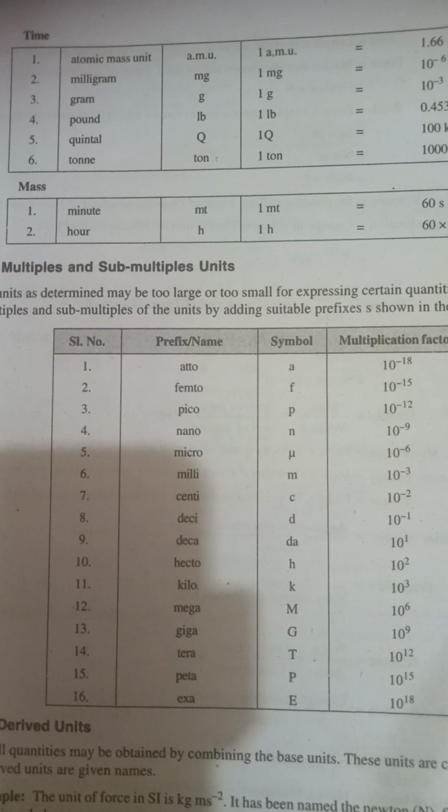SI units may be too large or too small for expressing certain quantities. In such a case, we use multiples and submultiples of units by adding a suitable prefix, as shown in the table below.